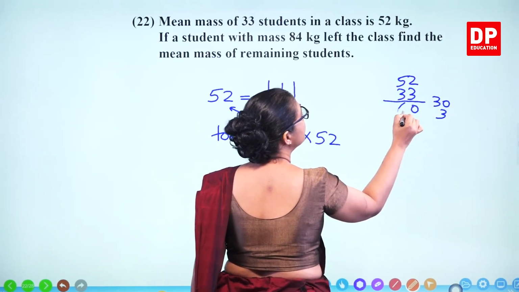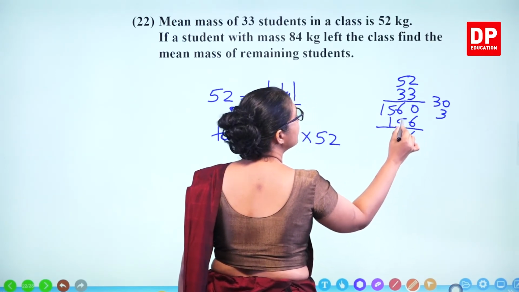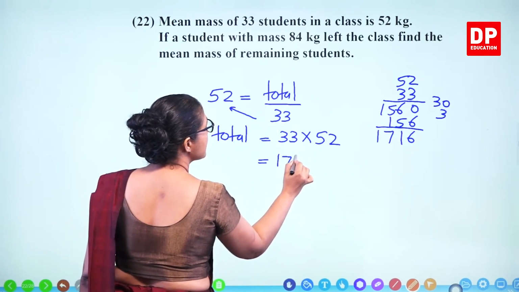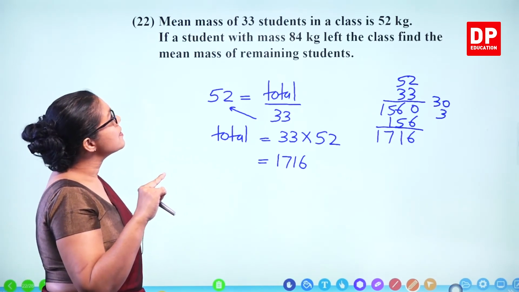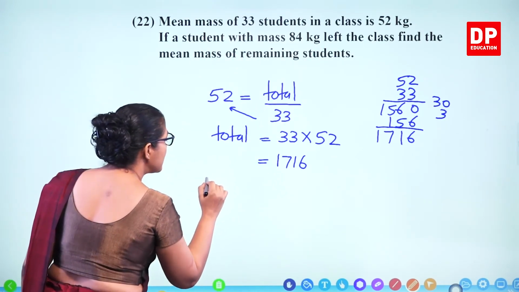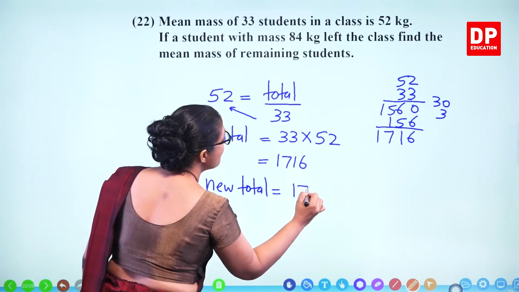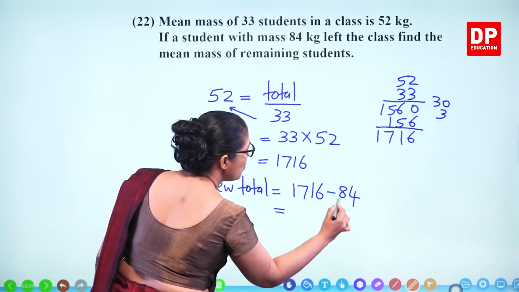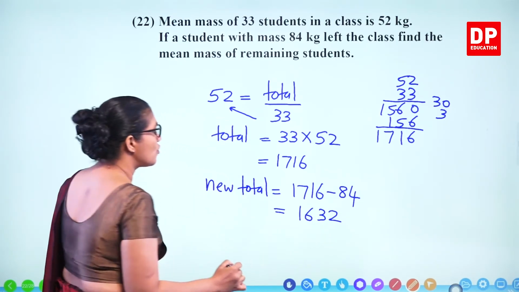30 and 3. So add it. 1760. And now 84 kilograms mass left, so that means one student left. So what is the new total? The new total becomes, you have to subtract 84 from that. You get 1,6... 1 6 7 6, so that's the new total.